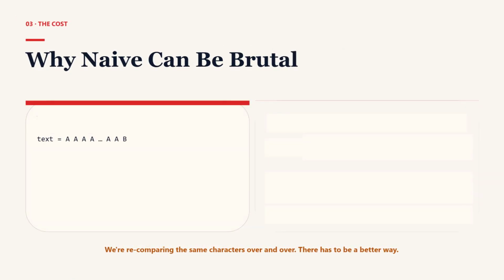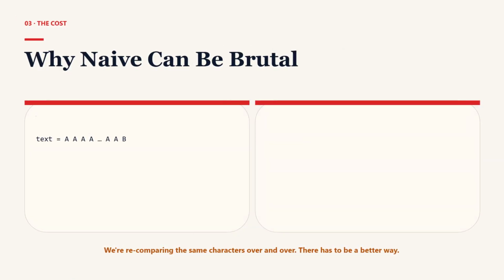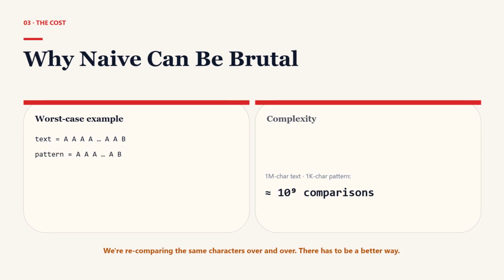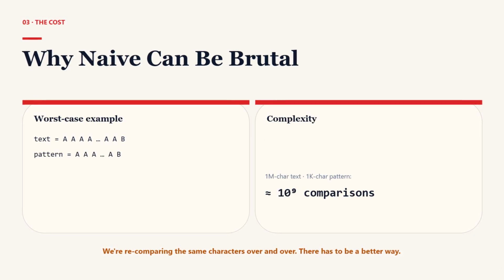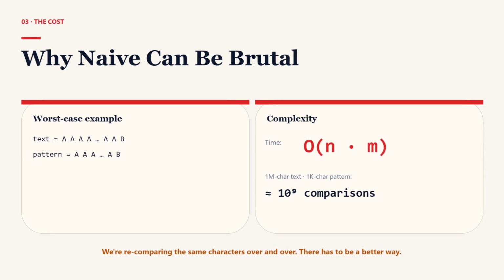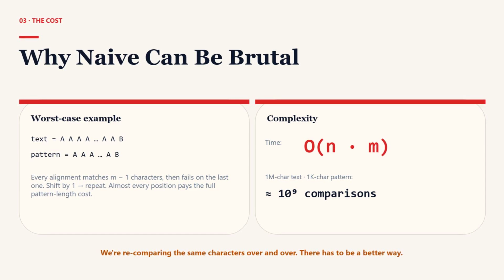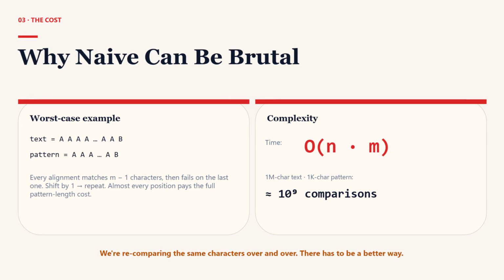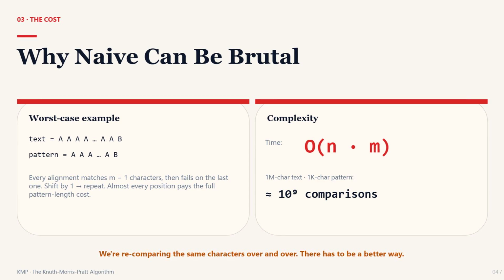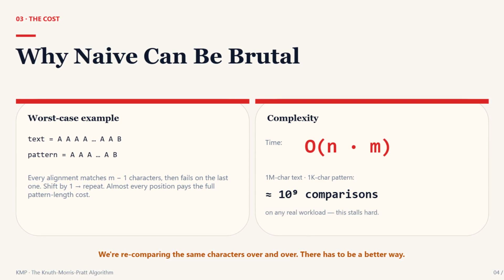Consider a text of 1,000,000 A's ending in a B and a pattern of 1,000 A's ending in a B. Naive matching compares almost every character at almost every position. That is a billion comparisons. Order n times m. On real workloads, this stalls hard.